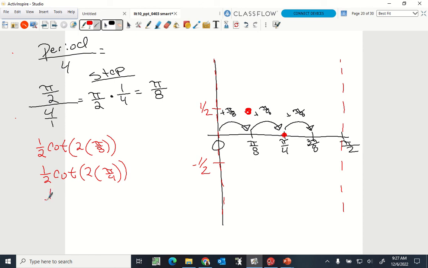My last one is 1 half cotangent 2 times 3 pi over 4. Oh, I'm sorry, over 8. So that's going to be at 3 pi over 4. 3 pi over 4 is in quadrant 2. My x value is negative, my y value is positive, and they're the same values. So negative positive is going to give me a negative 1 times the 1 half is negative 1 half.